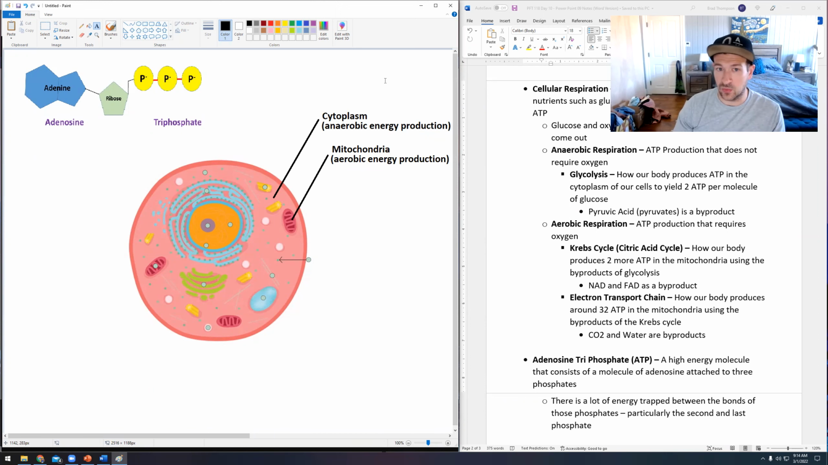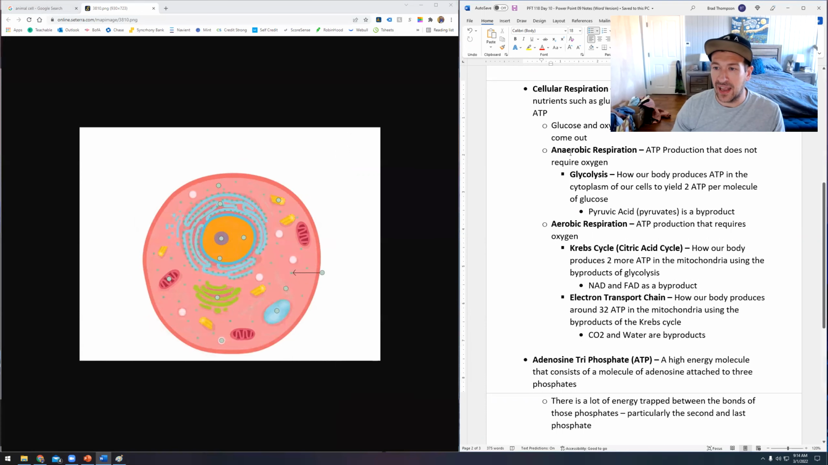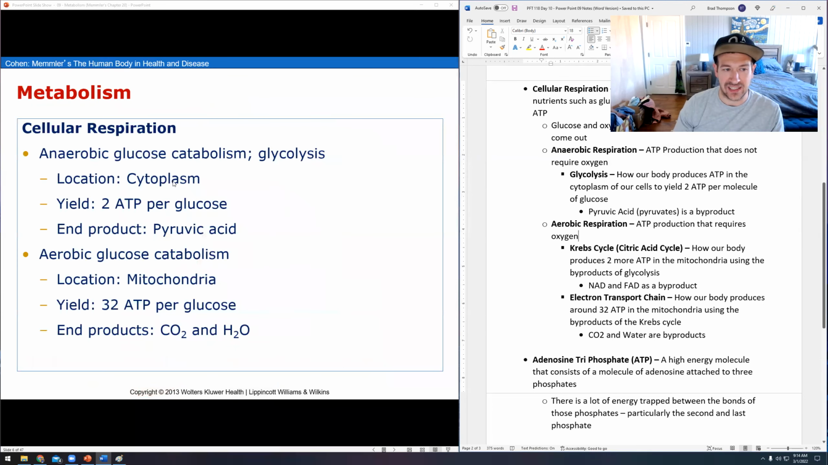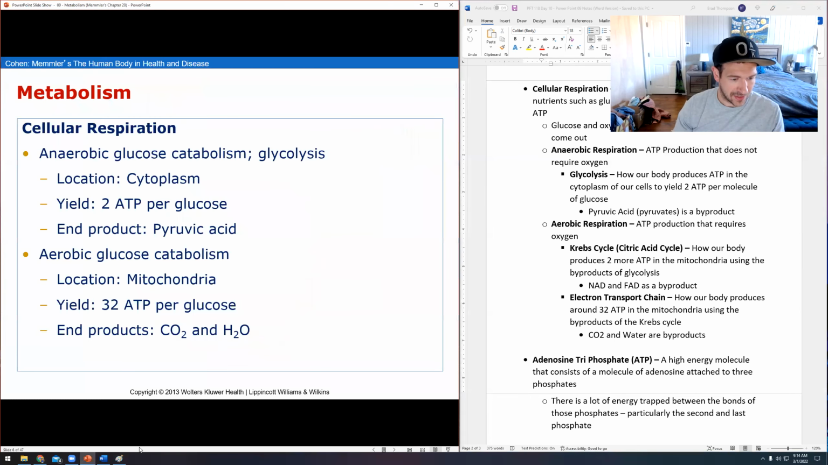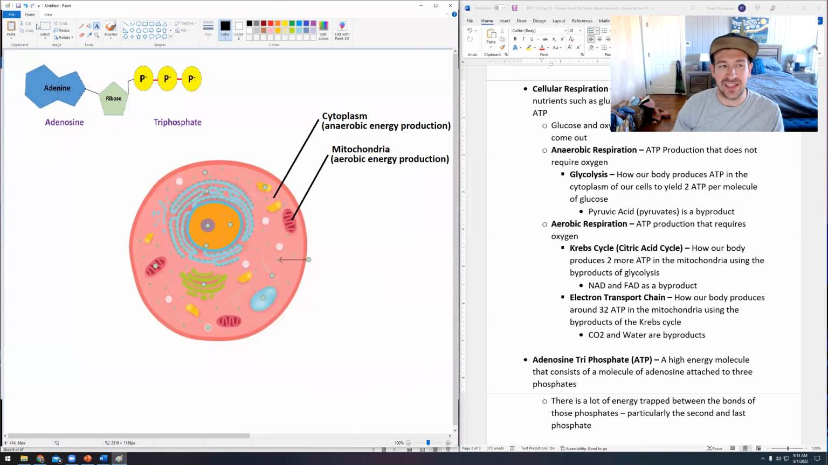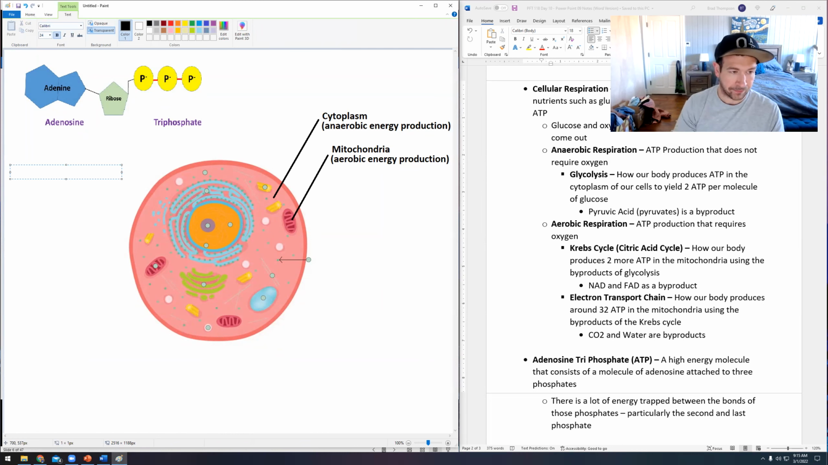So now we've got our two places where we're going to do our production, right? We've got anaerobic respiration. This is ATP that does not require oxygen. This process is called glycolysis, okay? So glycolysis takes place here in the cytoplasm, right? So if we're looking at glycolysis as a process, we can think of it this way. Glycolysis is going to use glucose as an ingredient, right?